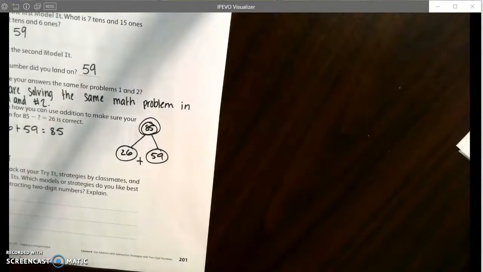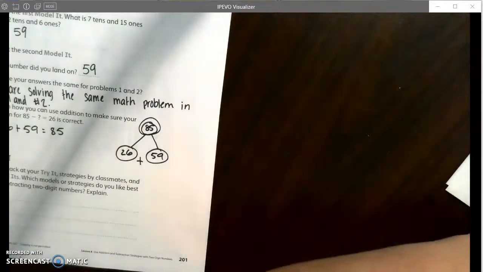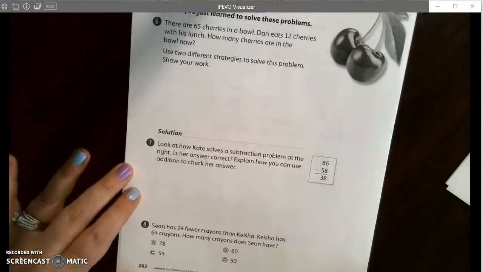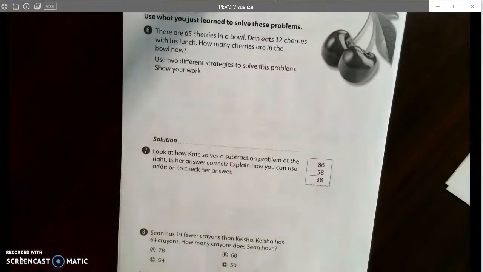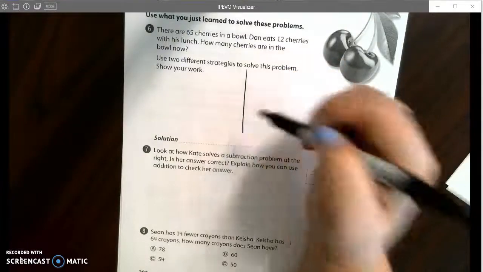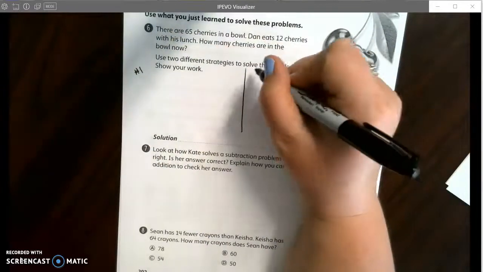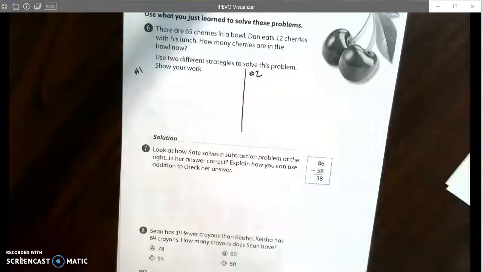Okay. We're going to apply it, and then you are going to practice. Oh my gosh. My fingers are not working. Alright. Apply what you just learned to solve these problems. There are 65 cherries in a bowl. Dan eats 12 cherries with his lunch. How many cherries are in the bowl now? Use two different strategies to solve this problem and show your work. So I'm just going to draw a line down the middle. I'm going to do strategy number 1 over here. Strategy number 2 over here.